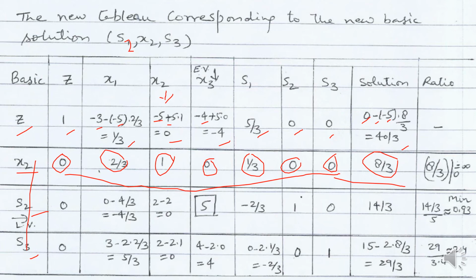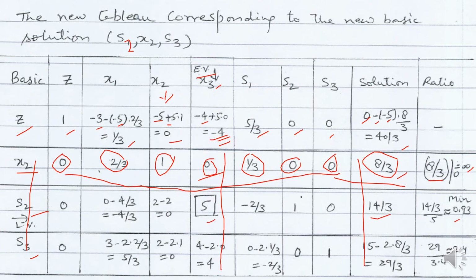Similarly, we can write down the elements of S2 and S3 row, which I have written here, and then we check again in Z row which one is most negative. So we see here -4 is most negative. So this becomes our entering variable, and this column becomes our pivot column. For finding the leaving variable, we will divide the solution column by the corresponding elements of the pivot column. So 8 upon 3, upon 0 gives us infinity.